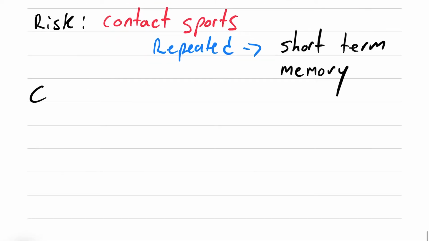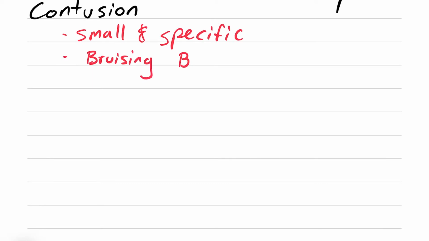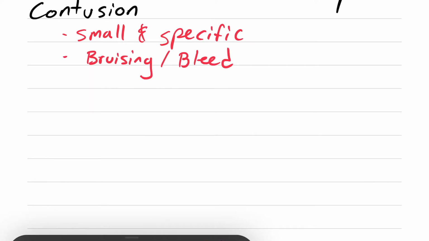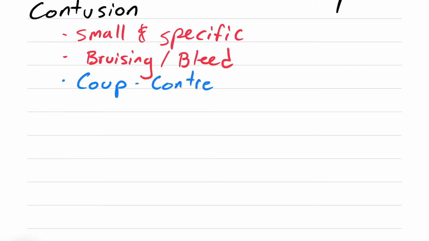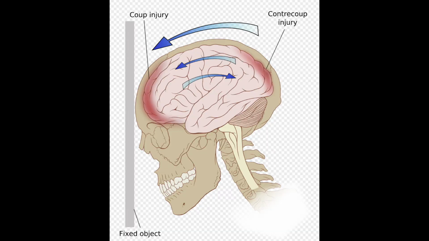Another form of brain injury is called a contusion, and a contusion is a small and specific area where there can be bruising or bleeding. Something that can happen with a contusion is something called coup contre coup, and this is when there's damage to the opposite side of the impact. So if the impact is in the front of the head, there's also going to be damage in the back of the head.